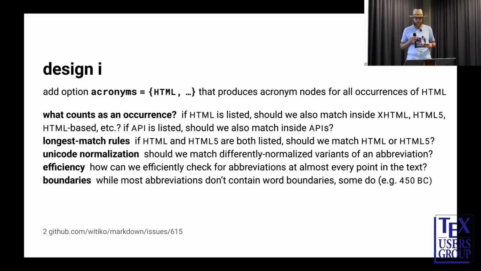A big question is efficiency, because the acronyms, they don't have any special markup. They can appear anywhere in the text. So how are we going to do this checking efficiently at almost every point? And also a question of boundaries, which is closely related to the first question: where can the abbreviations start, and can they span multiple words, not just a single word?